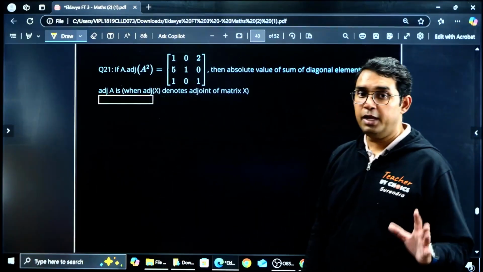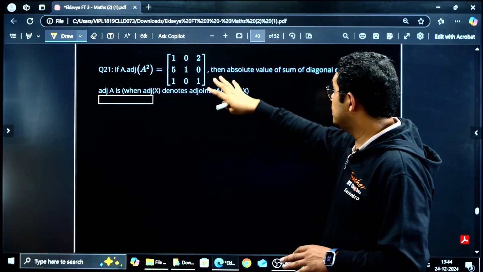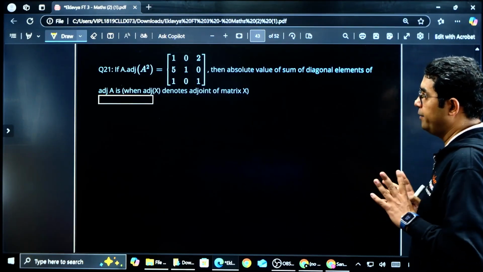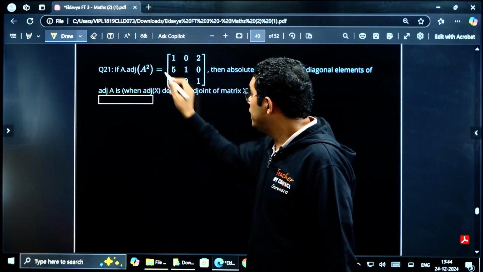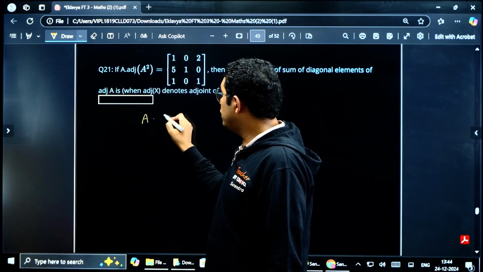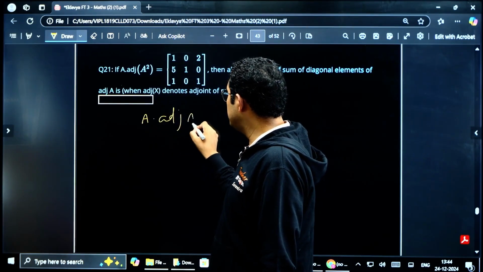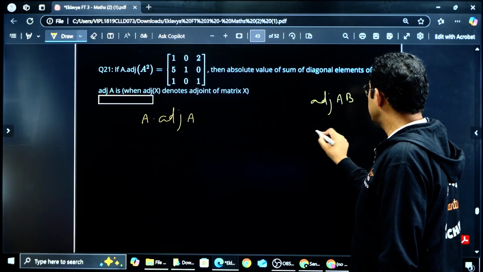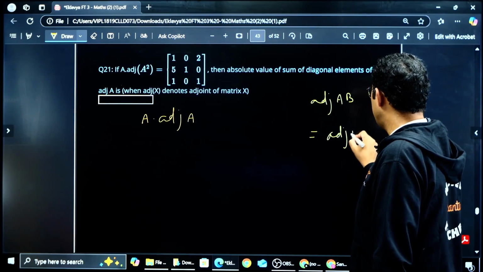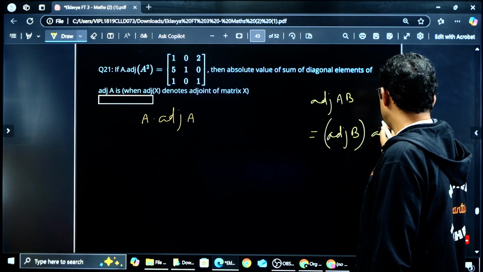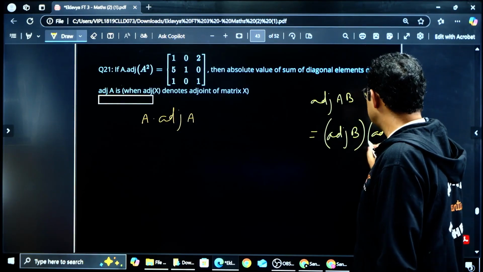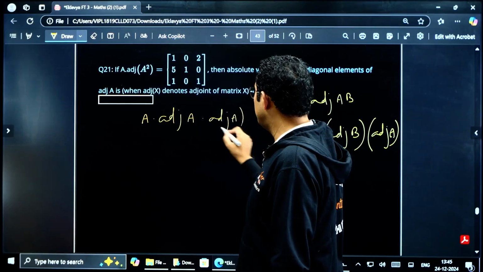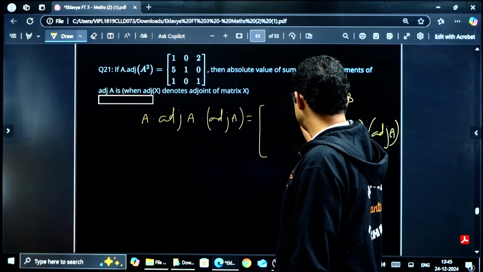Here we are given A into adjoint of A square equal to this matrix, and the absolute value of the sum of diagonal elements of adjoint of A is asked. Okay. Now please see, A into adjoint of A square. I am using the property that adjoint of AB is equal to adjoint of B into adjoint of A. Using this property, adjoint of A square can be written as adjoint of A into adjoint of A, which is equal to this matrix which they have given.